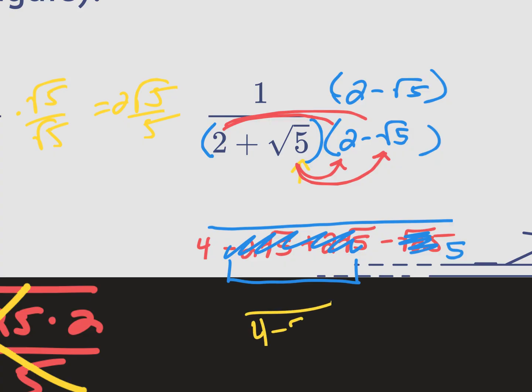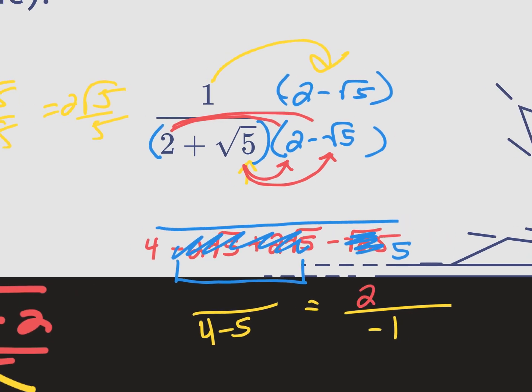4 minus 5. Did the radical cancel out? Yes. Is that what we needed to happen? Yes. So we know we did the right thing. And now we just multiply the top. What is 1 times 2 minus square root of 5? 2 minus the square root of 5. If you guys can remember to just take whatever's in the denominator and change the sign in the middle, it'll work every time.